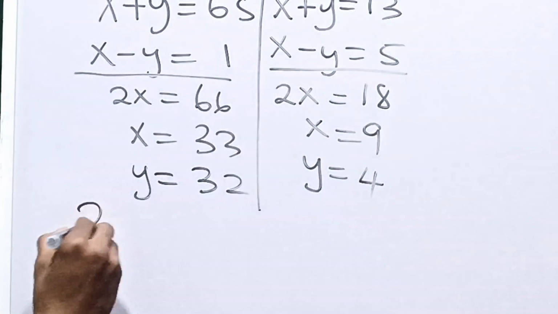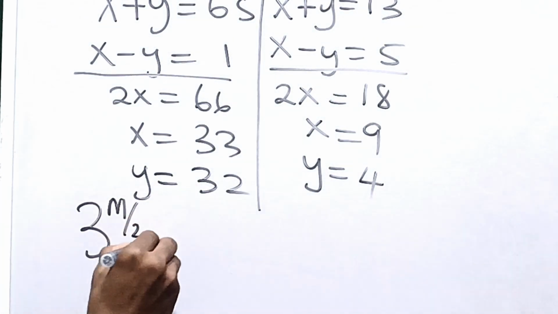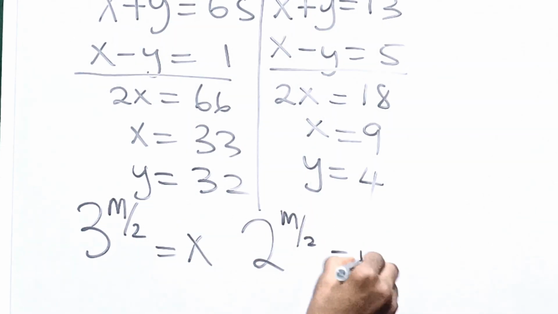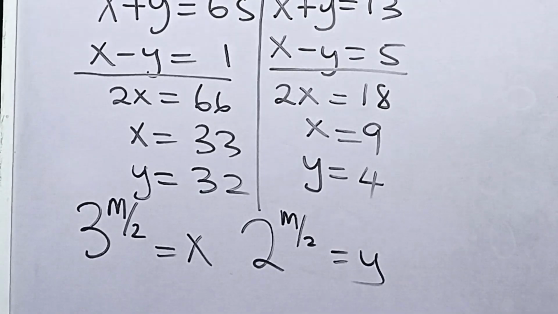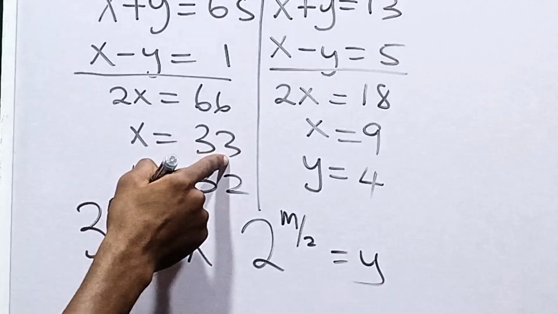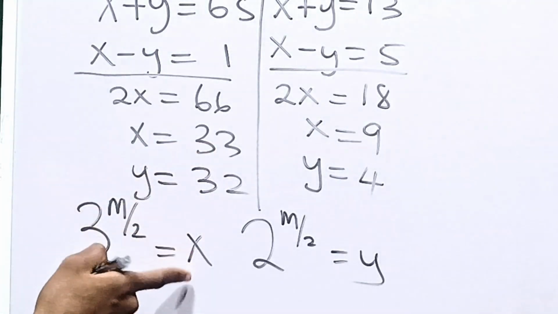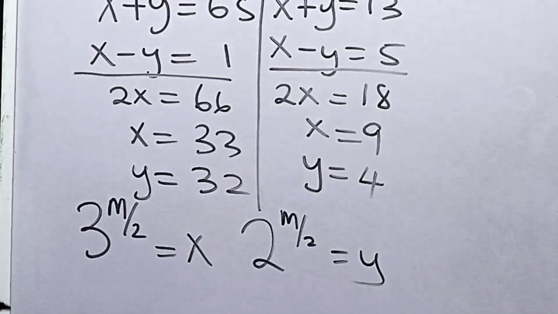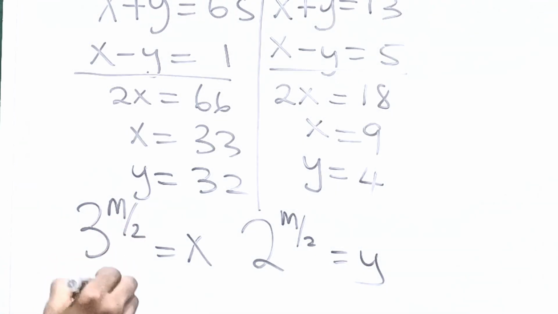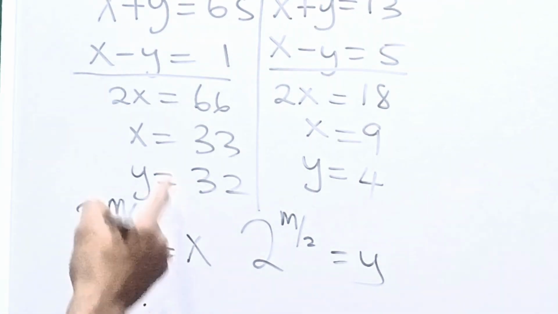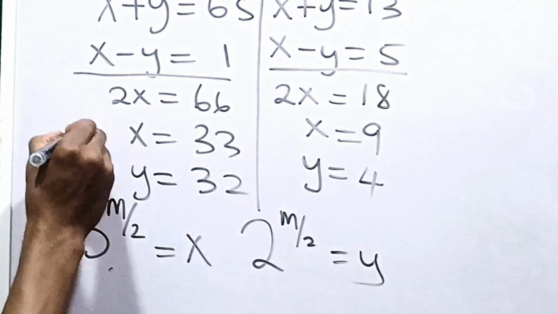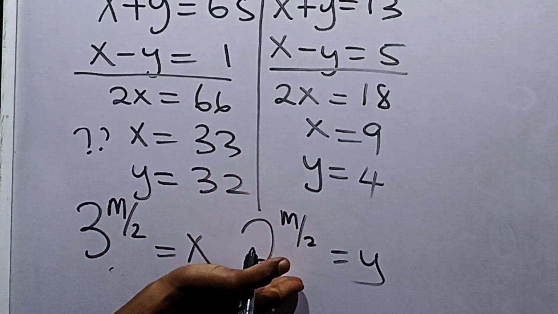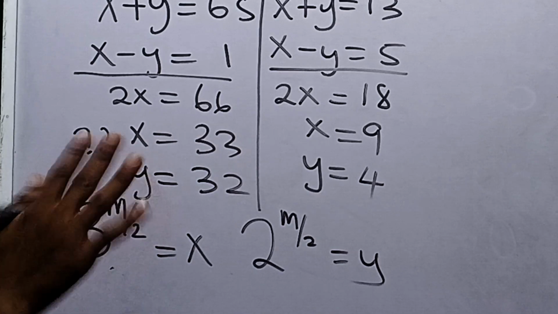Let's bring back what we had. We said that 3 raised to the power of m over 2 is equal to x, and 2 raised to the power of m over 2 is equal to y. Now remember, for the first scenario, x is 33. You cannot express 33 as an index in base 3. Because of this, you're going to get a decimal or complex number, so this one cannot be done. For this first condition, we cannot use these numbers. For y, maybe, because 32 can be expressed in base 2. But 33 cannot be expressed in base 3, so we'll leave that one.